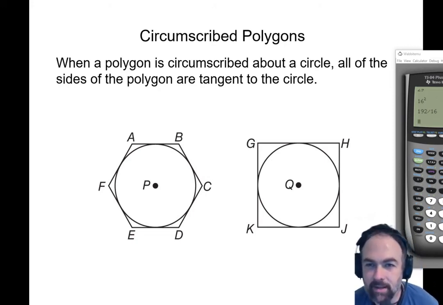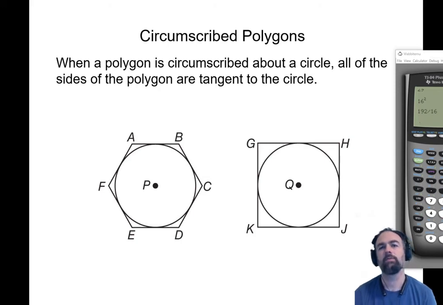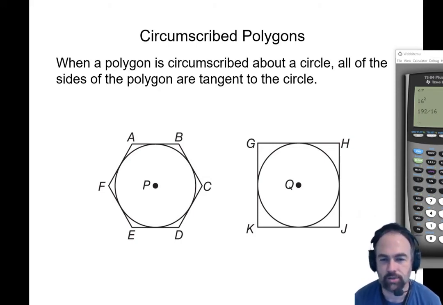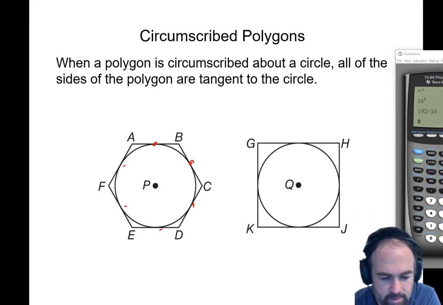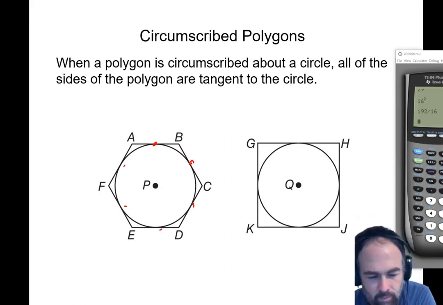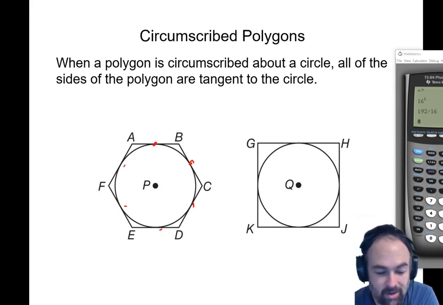Circumscribed polygons. When a polygon is circumscribed on a circle, all of the sides of the polygon are tangent to the circle. So in this particular case, every single side has a point of tangency. Therefore, since these are all tangent segments, each of these are congruent.